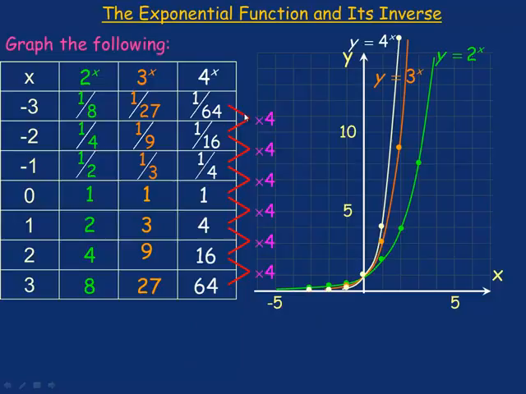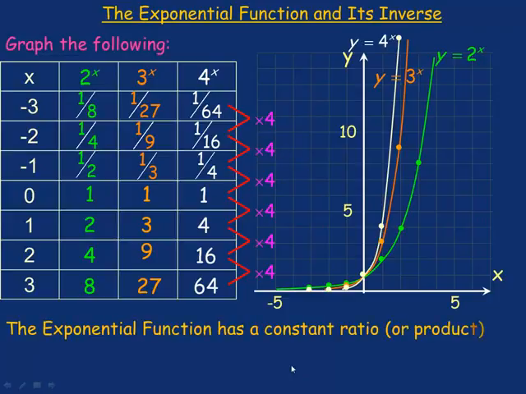So notice for an exponential curve, as long as the x coordinates are in order and going consecutively, -3, -2, -1, etc., then the differences between the y values are all in the same ratio. There's a common ratio or product between the successive function values. And so that's what that statement says.